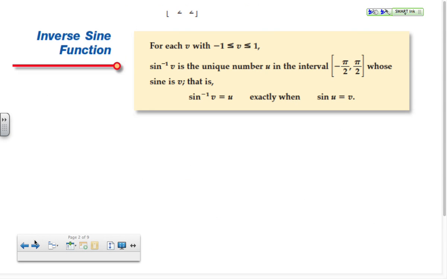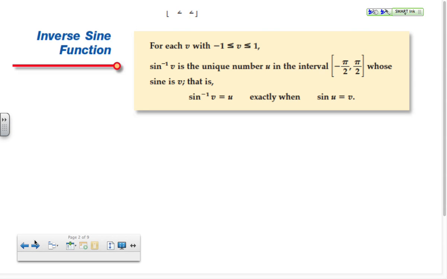All right. So let's look at what an inverse sine function is. It says for each value v, with v between negative 1 and 1, the inverse sine of that value is the unique number in the interval negative pi over 2 to pi over 2 whose sine is v. It sounds way complicated. I promise once we get to the examples, it won't be that complicated. Make sure that v is between negative 1 and 1. If it is not, you need to use a calculator. You can still do it, but you need to use a calculator. So let's go ahead and do some examples.